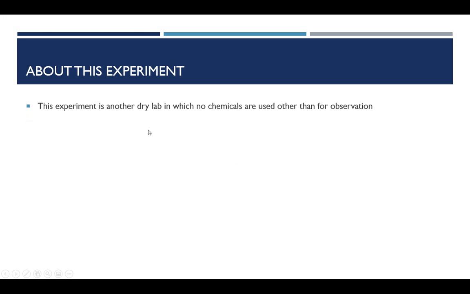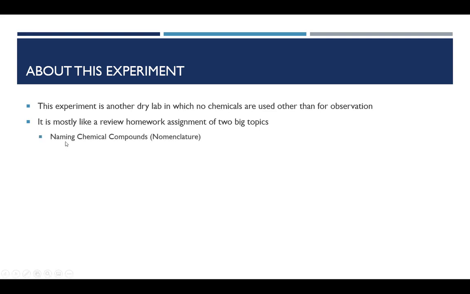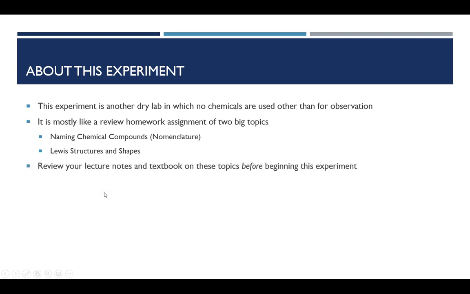So this experiment is yet another dry lab, meaning that we are not going to be using chemicals in this experiment. It's more like a homework assignment than anything else. And the homework assignment consists of two very large topics. The first topic is chemical compound naming, which we can otherwise call nomenclature, and that's parts A through E. And then Lewis structures and shapes, which doesn't get a huge amount of attention in this lab, but is a big topic in and of itself.